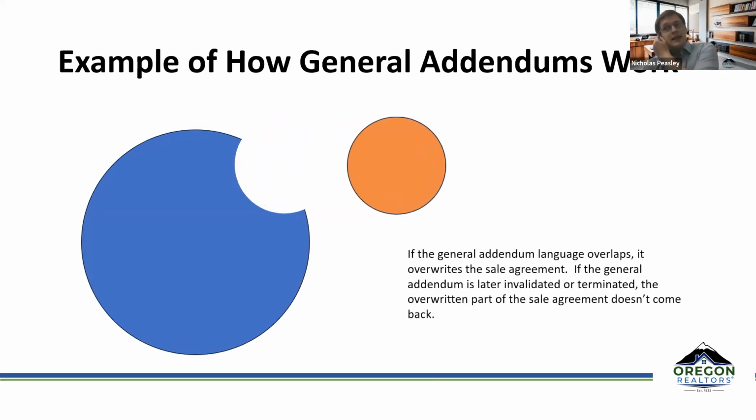When the general addendum language overlaps, it overwrites. That piece is removed. It's erased from the contract. If for whatever reason the parties say, you know what, backtrack that. Take back everything we said in General Addendum 1. Now, you won't see this often, but you can do this sort of thing.